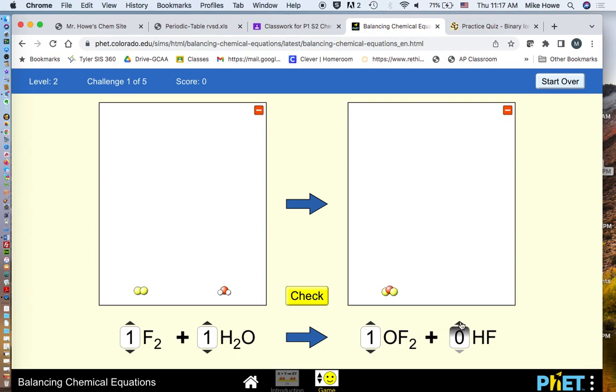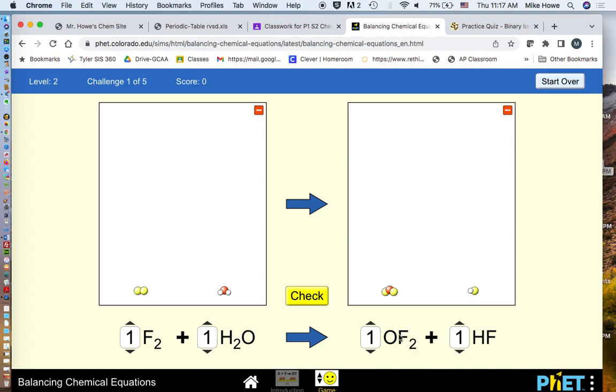Level 3 is tough. Level E is not too hard. So we would do an F2. Let's see, on this side, we've got 2 and 1. We got 3 Fs, the yellow ones. What else is uneven? We've got 2 H's, and we got 1 H.